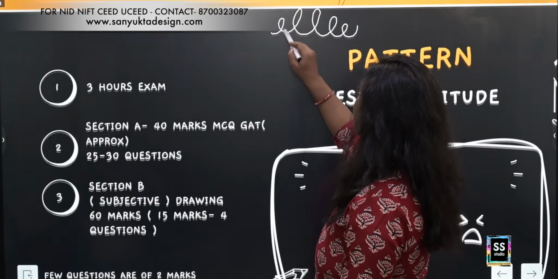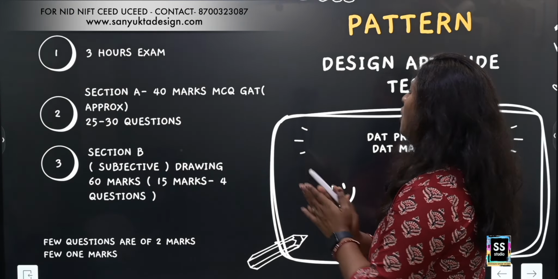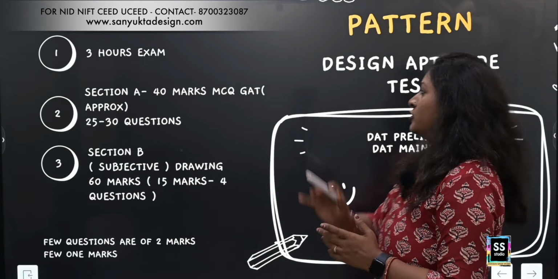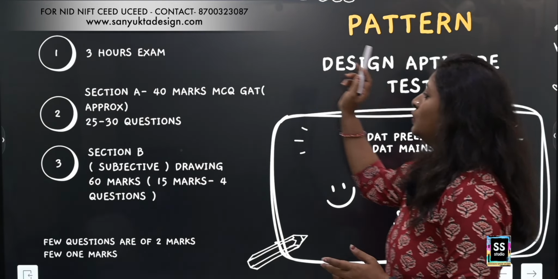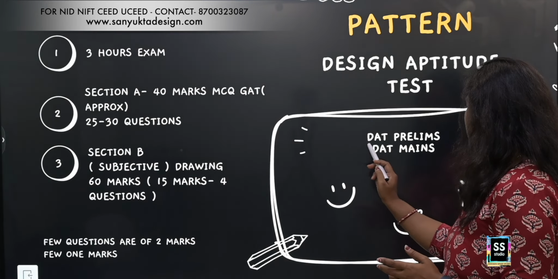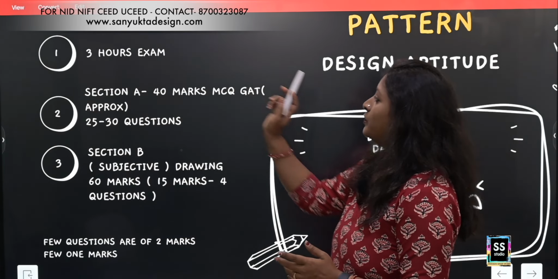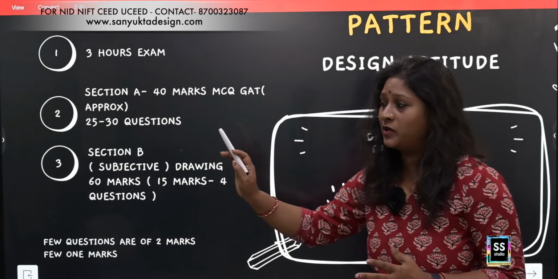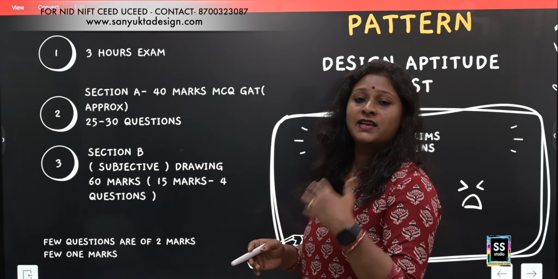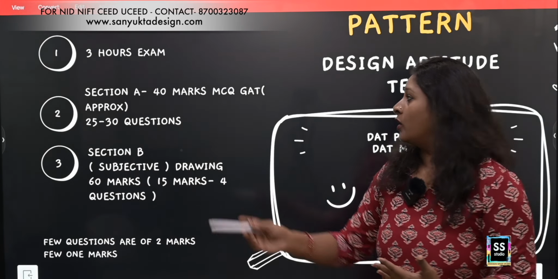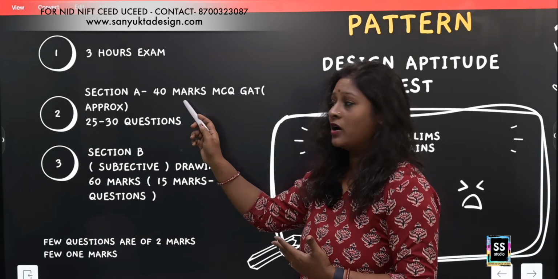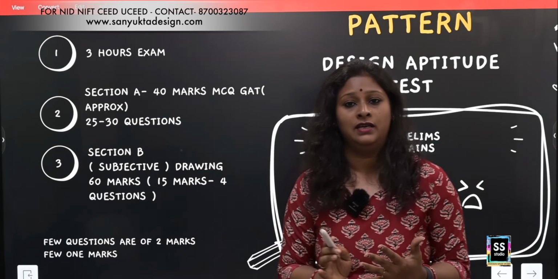Now let's discuss the pattern of NID exam, which is called DAT, Design Aptitude Test, in which we have two rounds, DAT Prelims and DAT Mains. Under DAT Prelims, you get a 3 hours question paper in which there are two sections, Section A and Section B. Like this year, students got questions of 40 marks and the questions were 30.